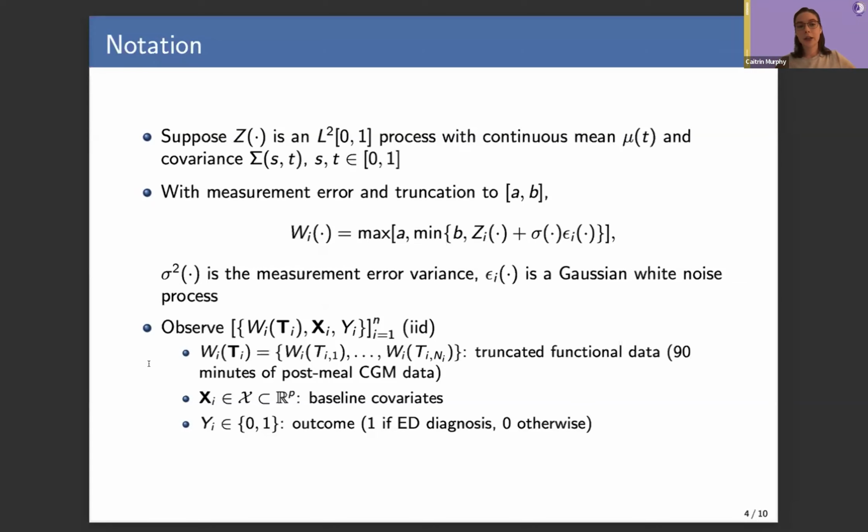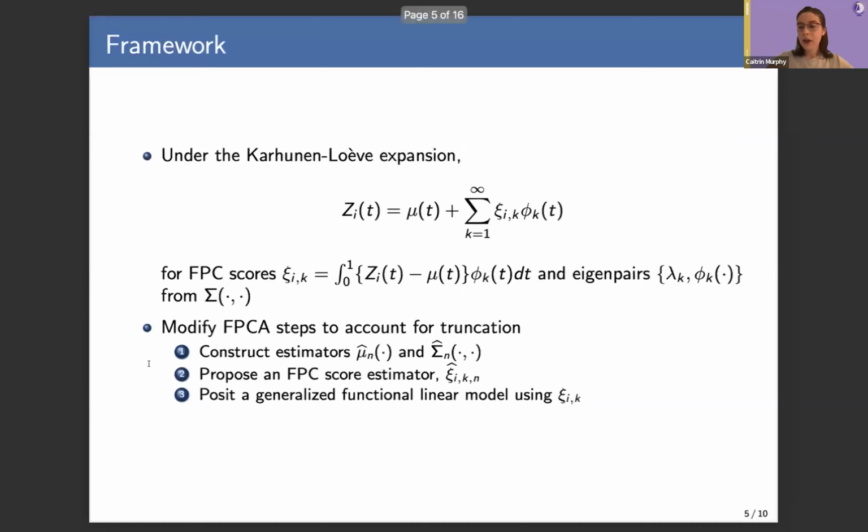We have baseline covariates as well. And then we have our outcome of interest, which is a binary indicator of eating disorder status. Okay, so now the goal becomes: how do we represent this infinite dimensional functional process as the sum of components that we can actually estimate?